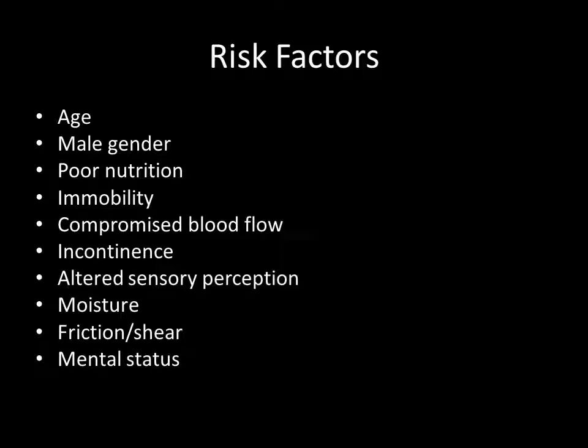Compromised blood flow. Patients belonging to those groups that have poor blood supply to a specific area, or patients with peripheral vascular disease, in which the blood flow to the area of those pressure points where these pressure ulcers are formed is reduced, will have delayed wound healing. So any disease that leads to compromised blood flow to those areas is a big risk factor in the development of pressure ulcers.